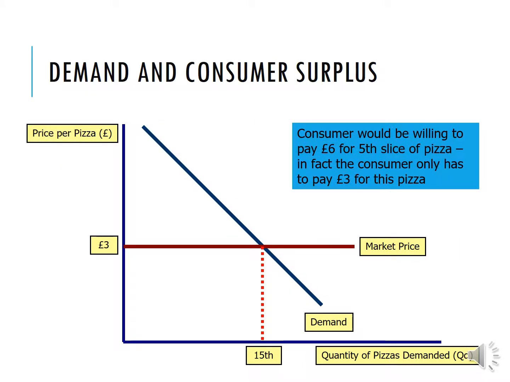But for that fifth slice of pizza, I would be willing to pay £6. Now, the fact I'm willing to pay £6, but I only have to pay £3 means that there is a difference here. There is a difference between the price I'm willing to pay and the actual market price that I do pay. And this is really my consumer surplus. For that fifth slice of pizza, I have a surplus here of value over price of £3.